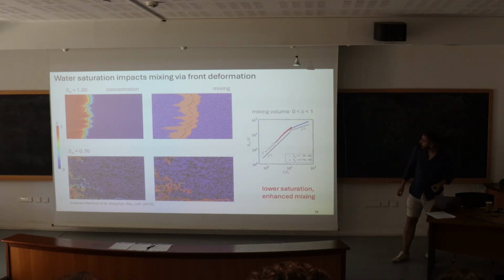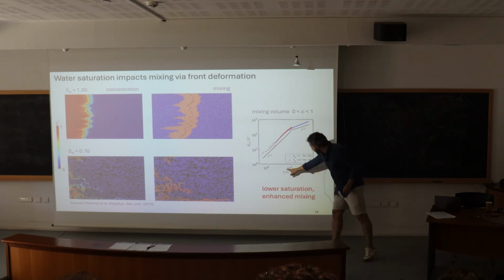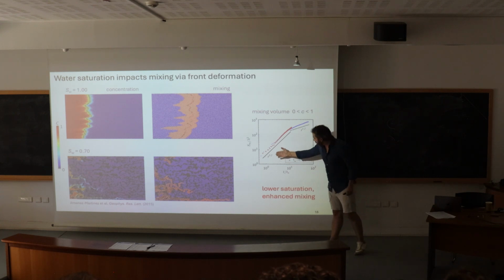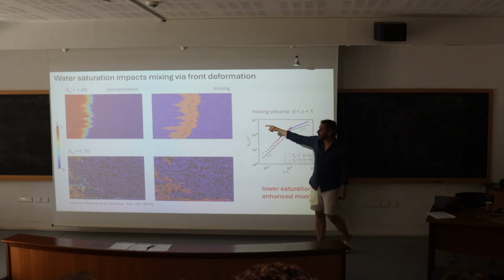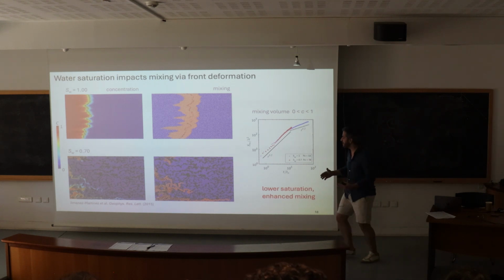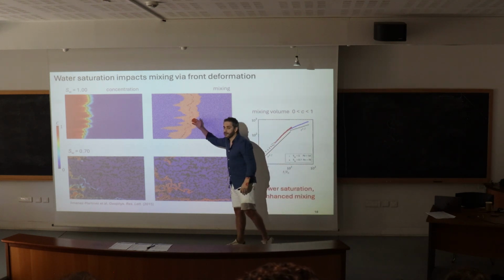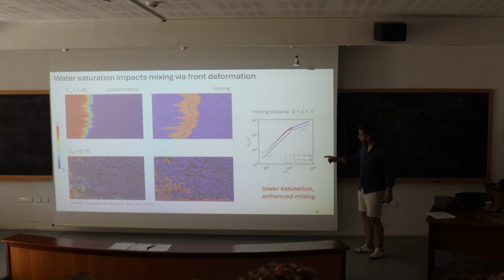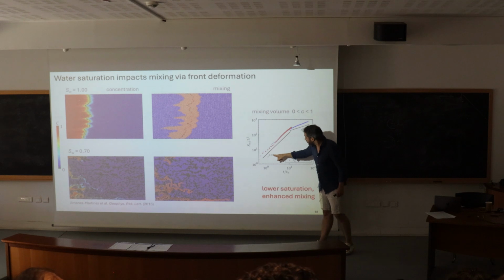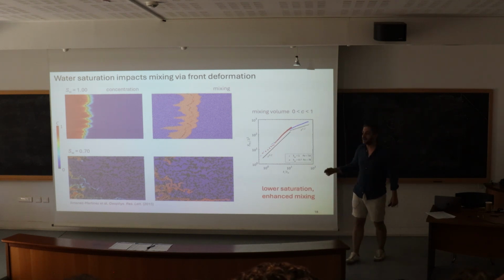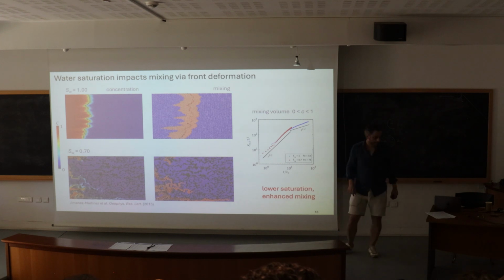So if now we measure how this mixing volume grows in time, be careful because the time is dimensionless here. What we can see is that at the beginning they both grow, but at the end, in the case of fully saturated condition, we reach what is expected by the theory. It's a Fickian growth of the mixing volume. This area at the end grows like t to 0.5. However, in the case of unsaturated conditions, the mixing volume grows much faster than Fickian.